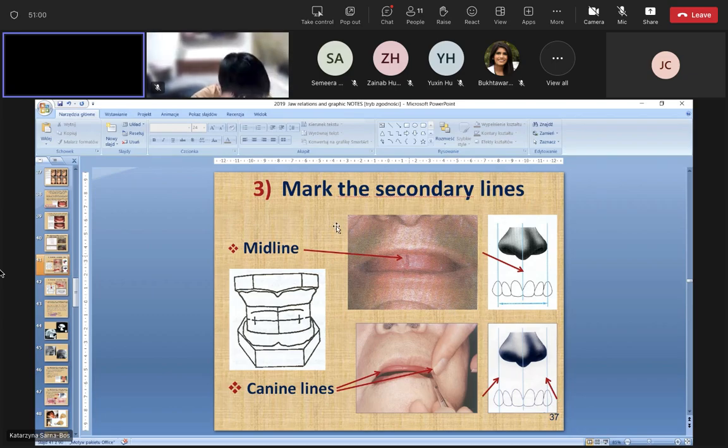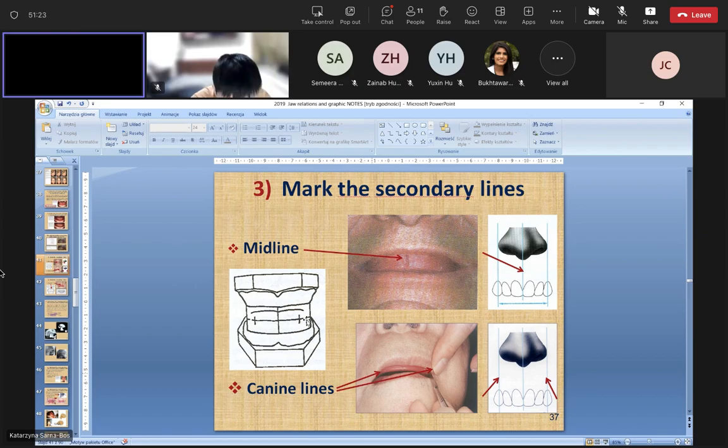So look, when we try to mark the midline, we should, of course, relate it to the patient's face, to the midline of the face. And the midline later shows us the position between two central incisors.